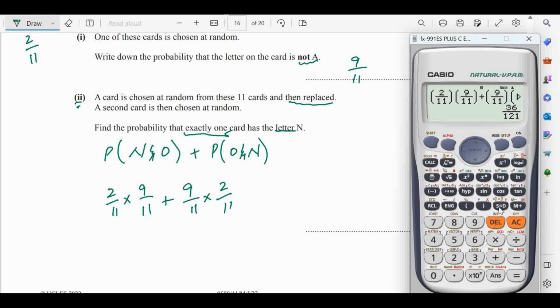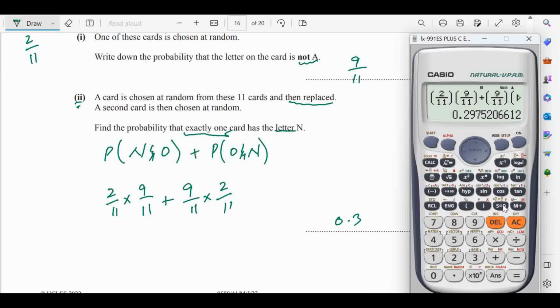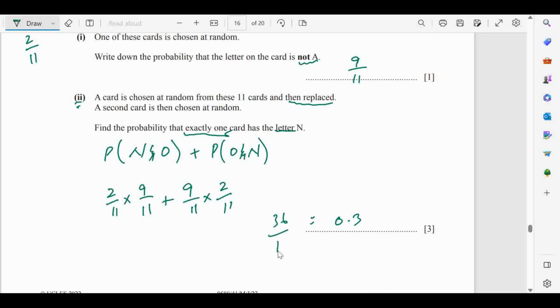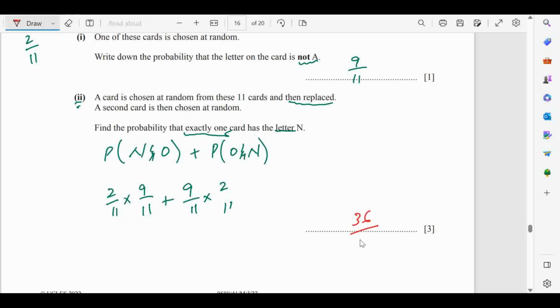This will be equal to 36 by 121, or 0.297, which means 0.3. 0.3 or 36 by 121. 36 by 121 will be the accurate answer. That is why we will use this one for the sake of accuracy. So 36 by 121 will be the final answer.